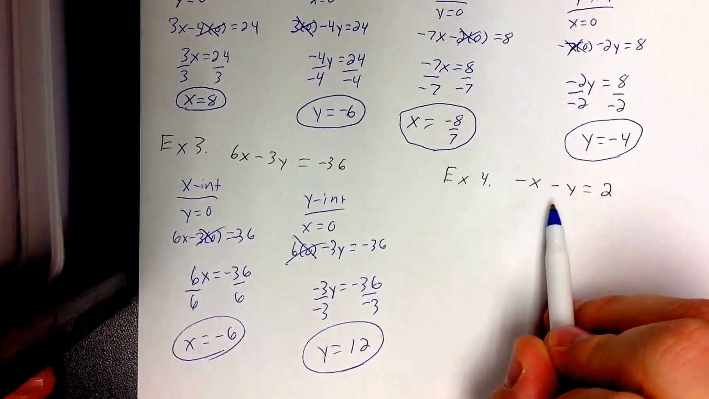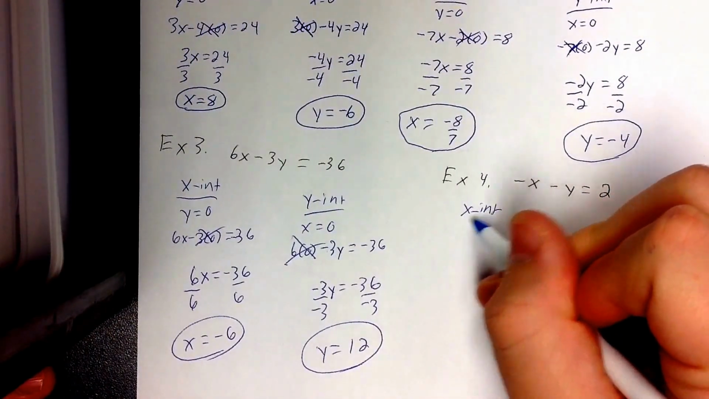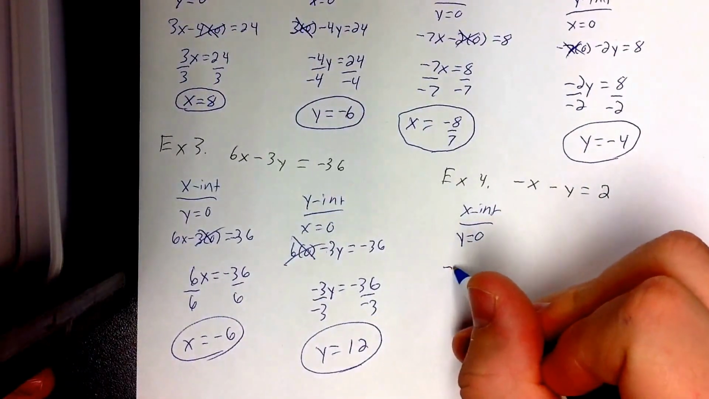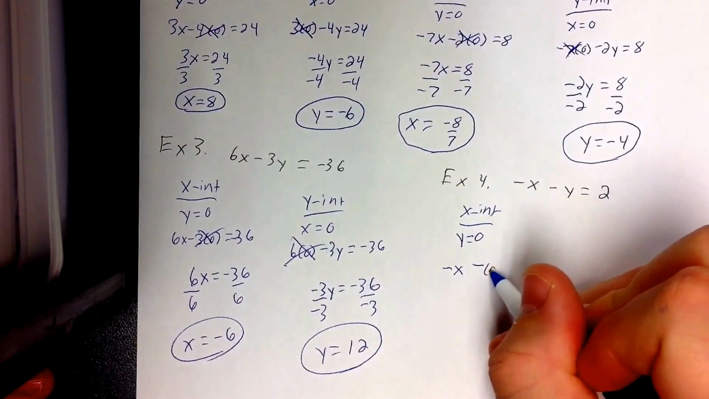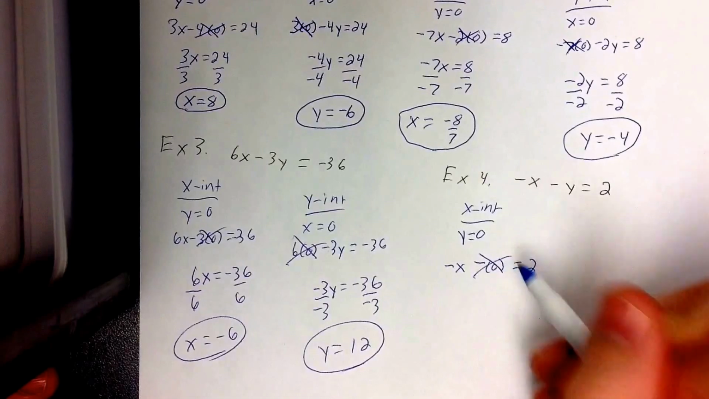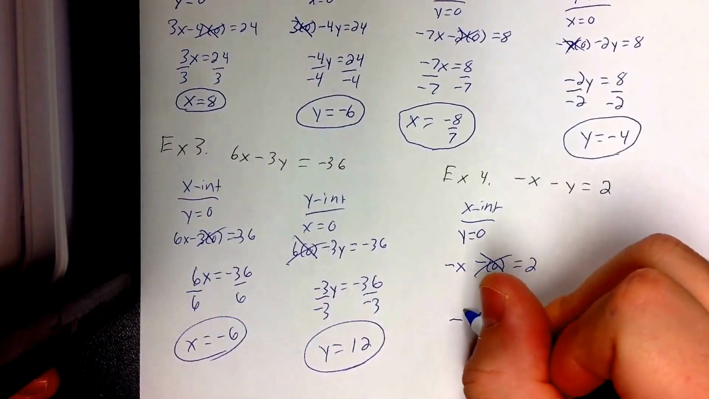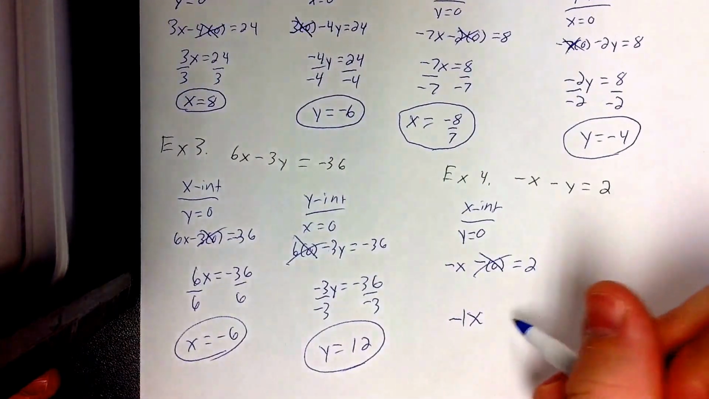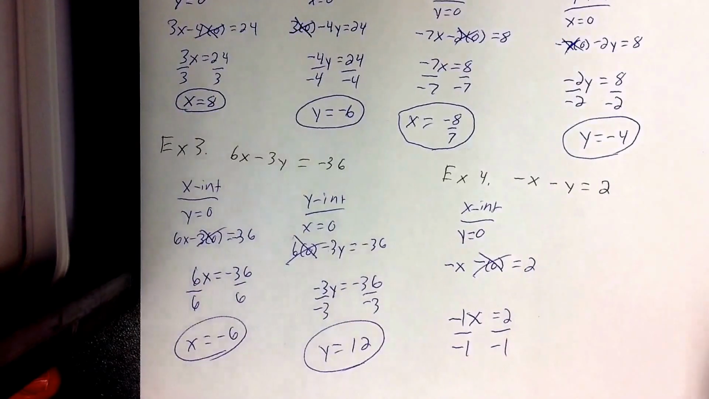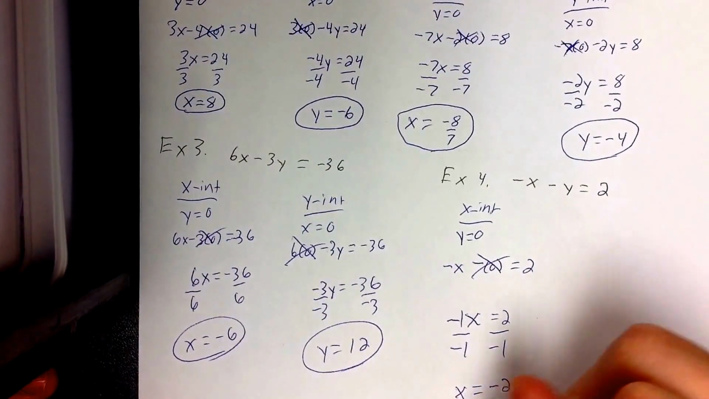Example 4, negative x minus y equals 2. Again, still going to put in 0 for y to find the x-intercept. So I have negative x minus 0 equals 2. Again, the 0 is going to cancel. Bring down the negative x, and again, the negative x is like negative 1x equals 2. So I have to divide both sides by a negative 1. And 2 divided by negative 1 is negative 2.